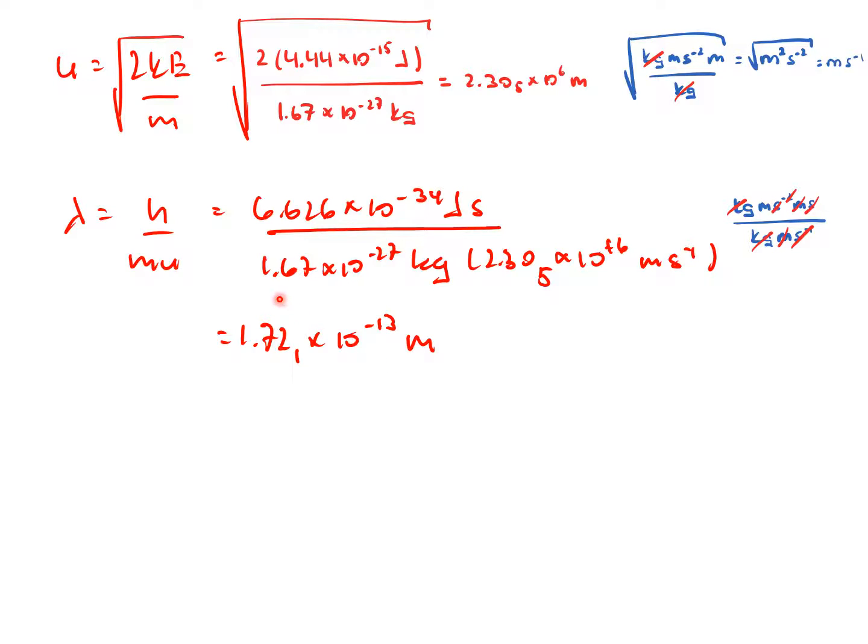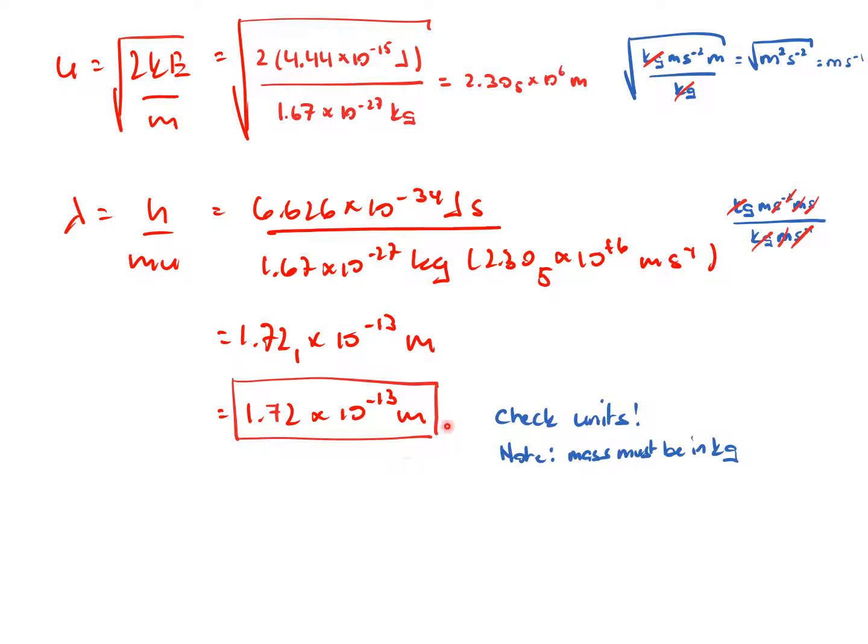And you might notice that our answer should have three significant figures because the mass has three significant figures. So rounding to three significant figures, we have a de Broglie wavelength of 1.72 times 10 to the negative 13 meters. Finally, I'd just like to remind you to check the units. So in step 1, you can notice that meters per second is the correct unit for speed, and meters is the correct unit for wavelength.